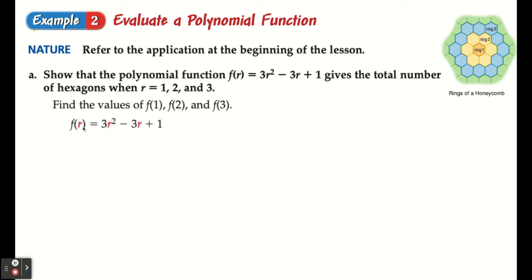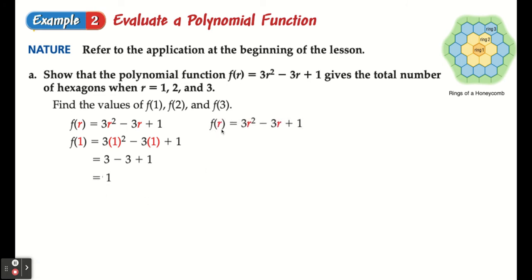So let's look at the first one. If I wanted to find f of 1, I would substitute r with 1 in its place. Again, you don't have to do anything to the left side of the equal sign, just the right side, and go ahead and evaluate. So 1 squared times 3 is 3, 3 times 1 is 3, and then 3 minus 3 plus 1 is 1.